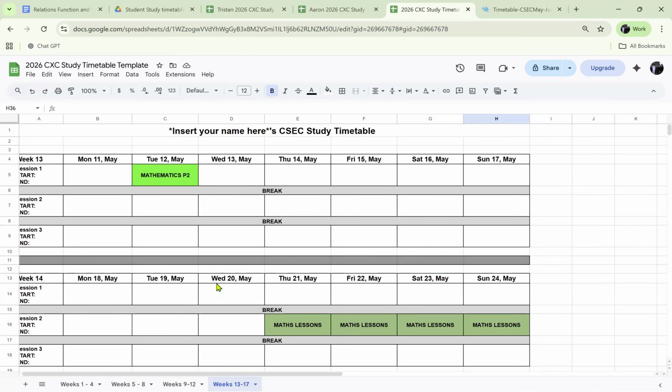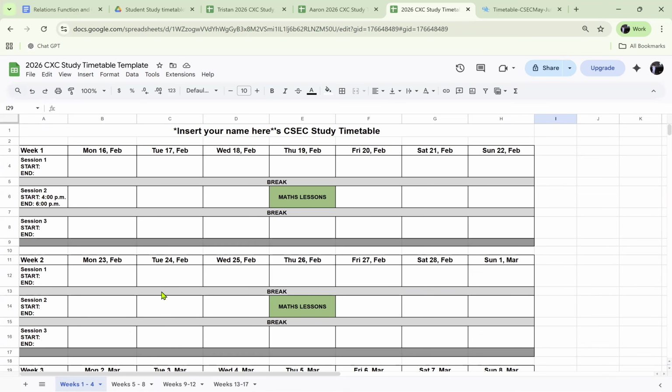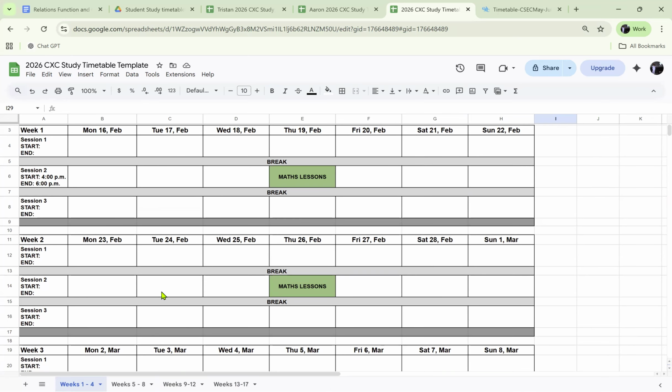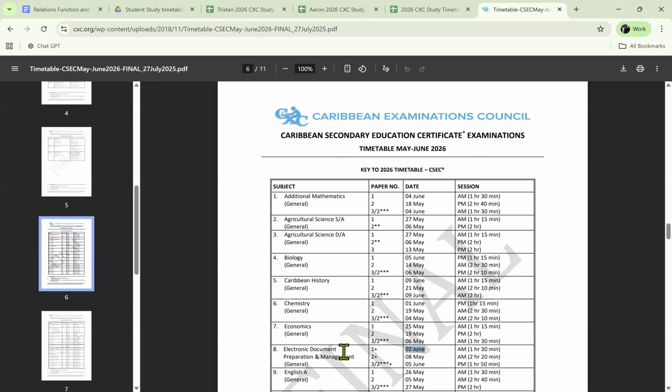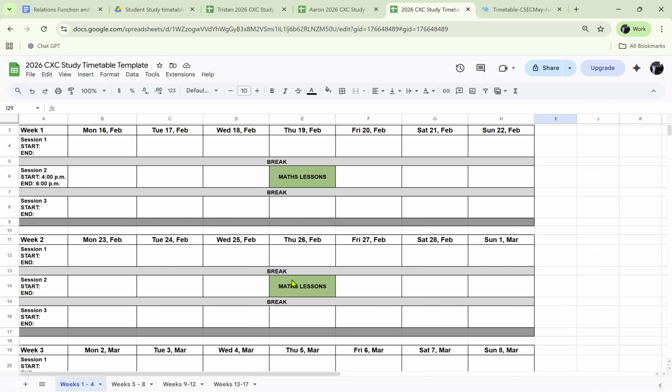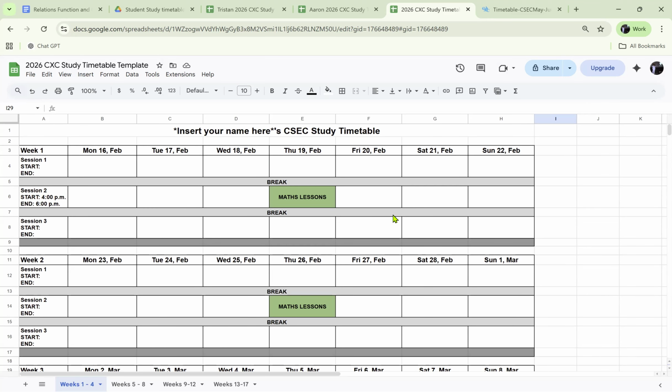So your task is, I'll share each of these documents with you, and you need to fill in for me your other lessons as well as your official CXC exams. Even though you don't have your physical timetable with you, you can go on the website and find the timetable. Just search CXC 2026 June timetable and you'll get it, right? So when I send you your individual Google Sheet, you're going to go in here and fill in for me, one, your extra lessons, and two, the official dates of your exams.